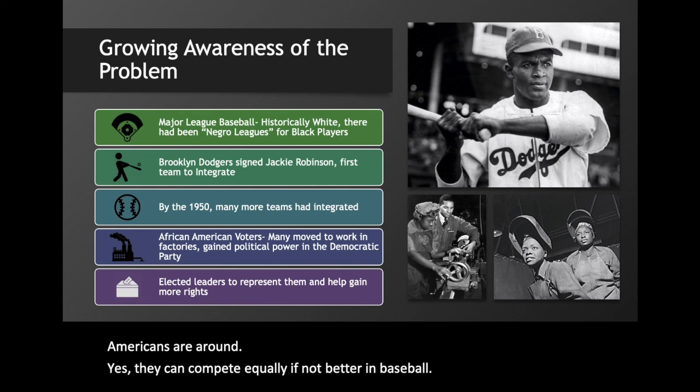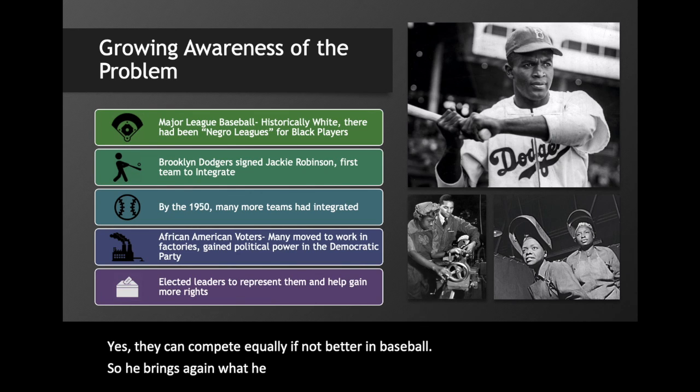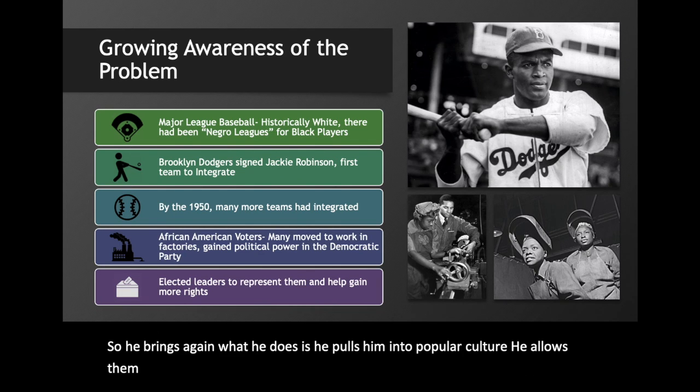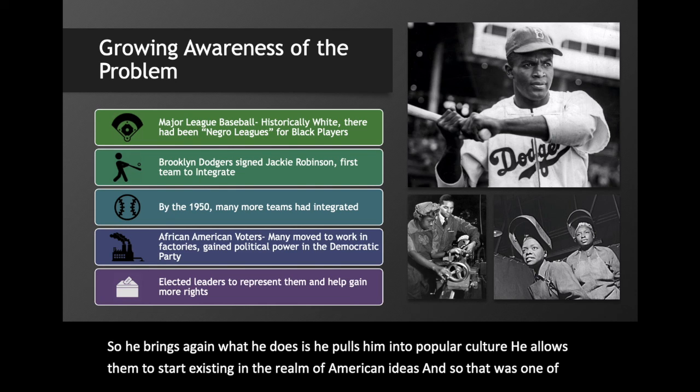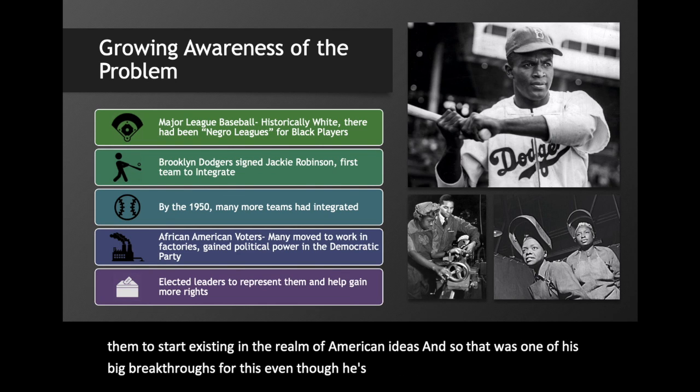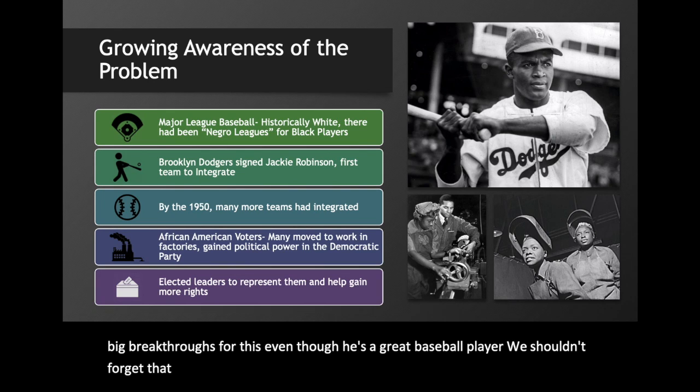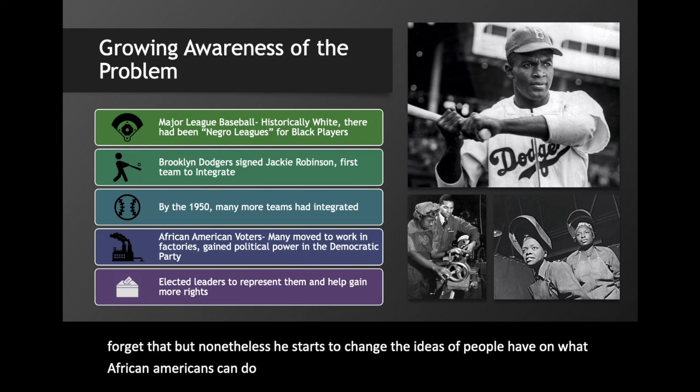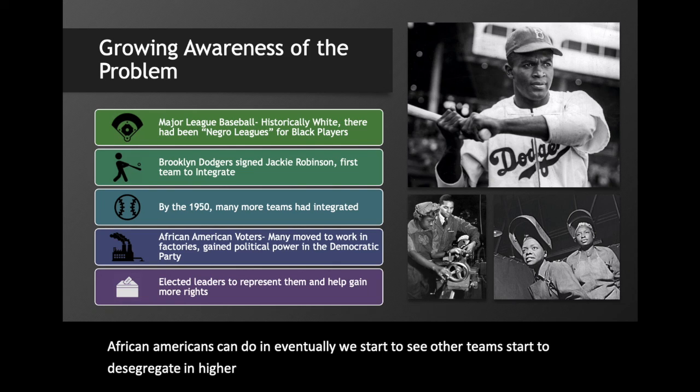So what he does is he pulls them into popular culture. He allows them to start existing in the realm of American ideas. And so that was one of his big breakthroughs for this, even though he's a great baseball player, and we shouldn't forget that. But nonetheless, he starts to change the ideas that people have on what African Americans can do. And eventually, we start to see other teams start to desegregate and hire African American baseball players too.